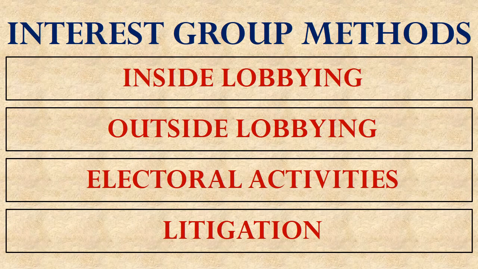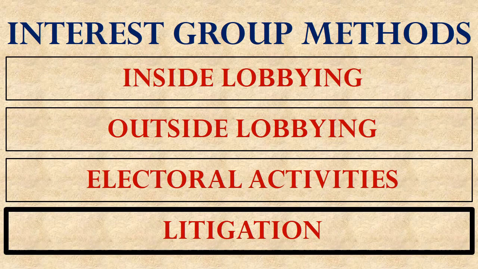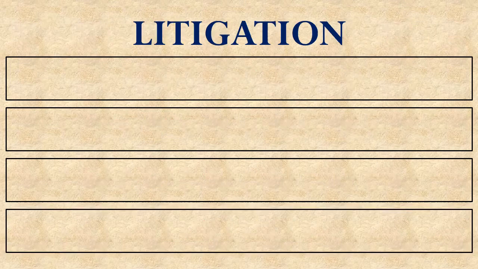In previous lessons, we've been learning about the methods that interest groups use to accomplish their purposes. We learned first about inside lobbying, then about outside lobbying, and in the last lesson about electoral activities. In this lesson, we'll learn about litigation. Concerning the topic of litigation, there's 4 things that we want to discuss.